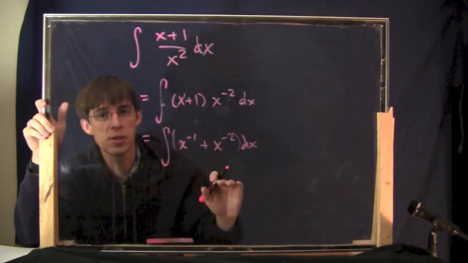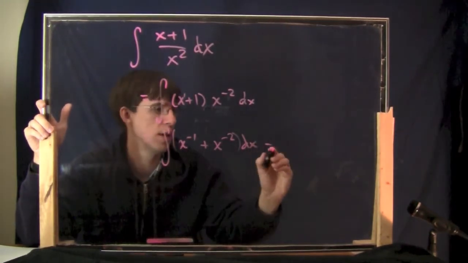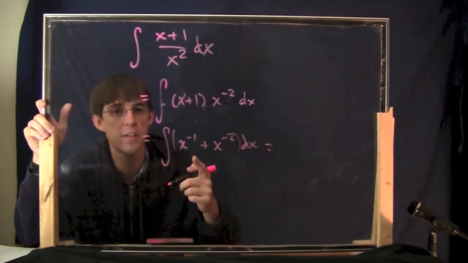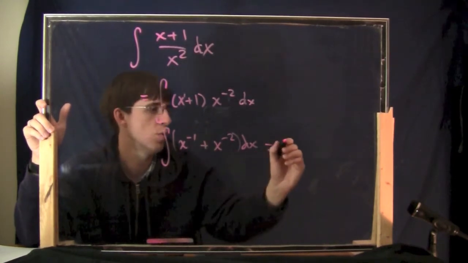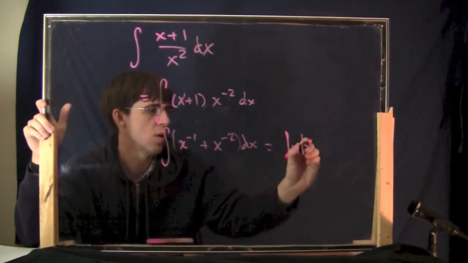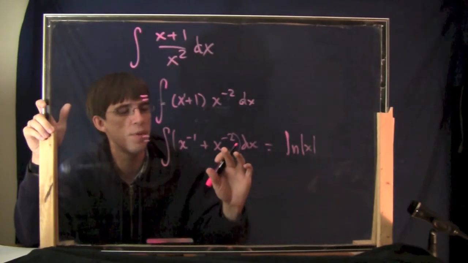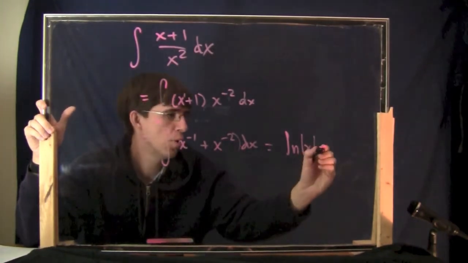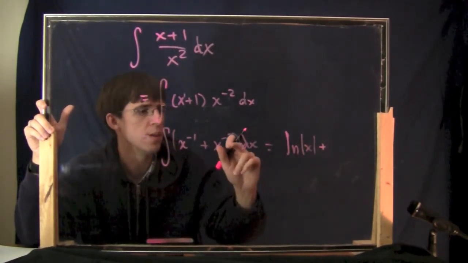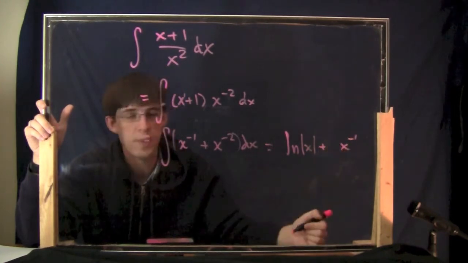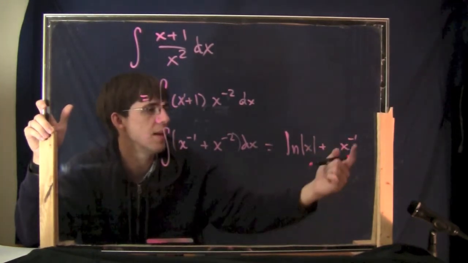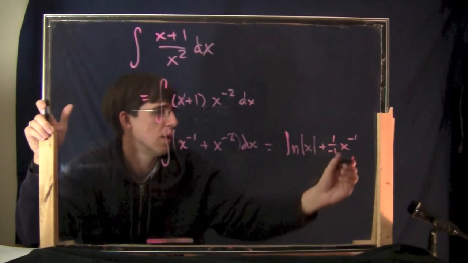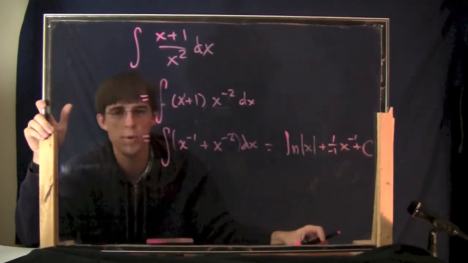Now we can just do the antiderivative in each position. And what do we get? What is the antiderivative of x to the minus 1? Remember, this was the special rule. That is natural log of absolute value x. The antiderivative of x to the minus 2, you do the power rule. So the exponent increases. Negative 2 plus 1 is negative 1. And then I divide by the new exponent, like so. And as always, I put plus c.